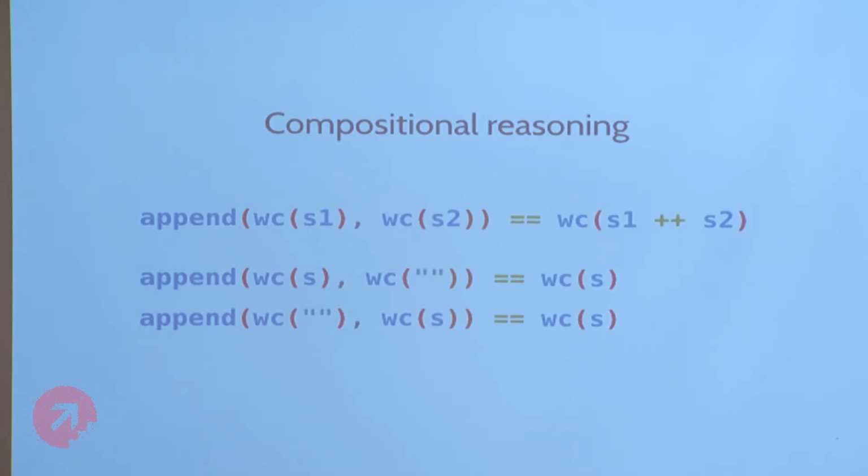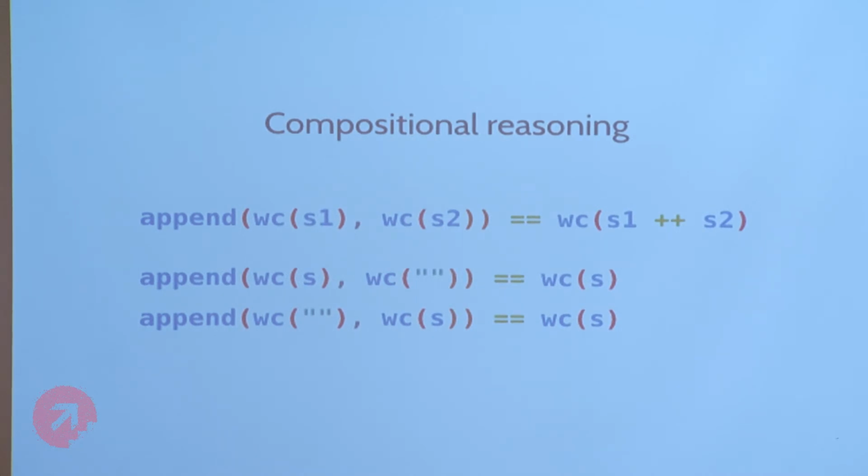That is, the append of the word count should be the word count of the appended strings. And we'll also want the property that appending the word count of the empty string to any word count should be the same as the word count of that string, right? So we want to preserve both the concatenation property and also the identity property.